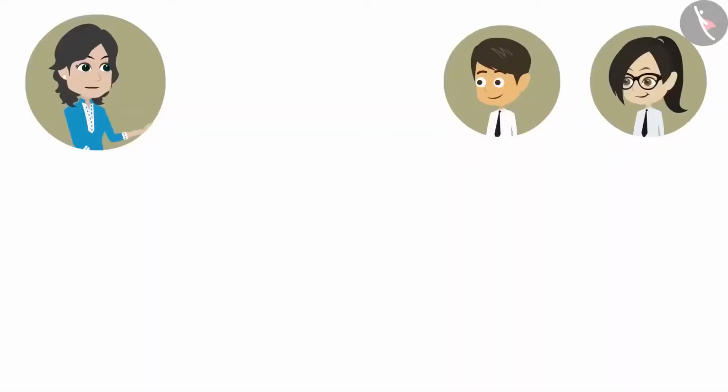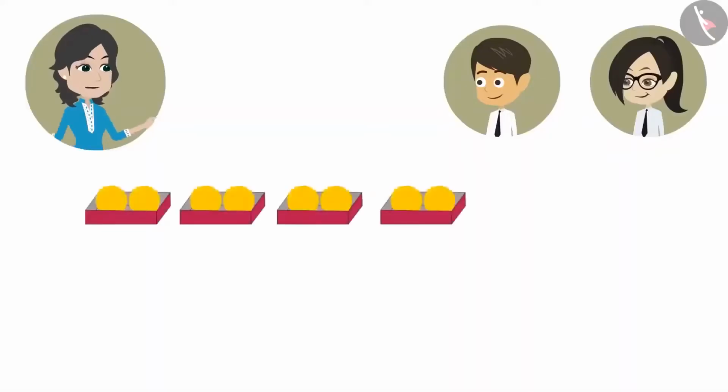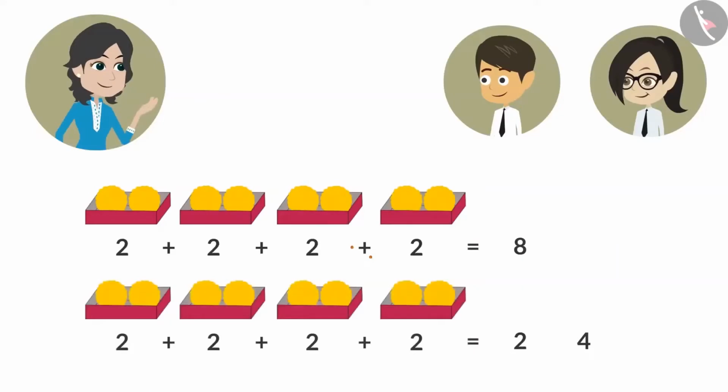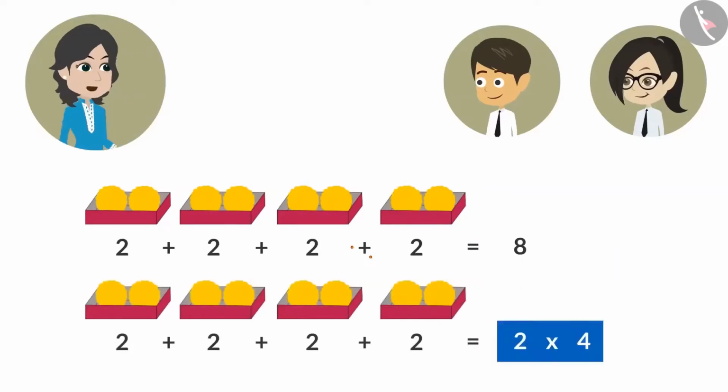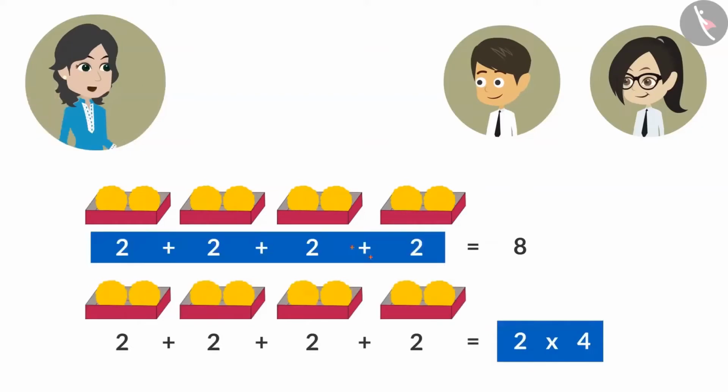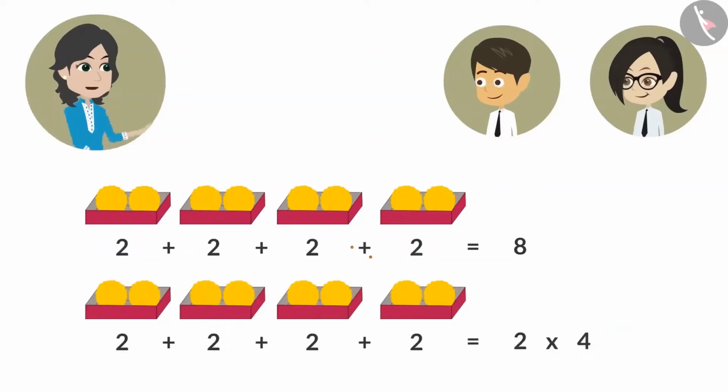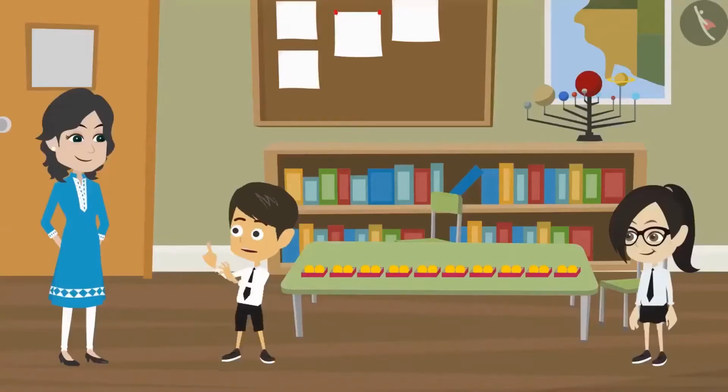See Vandana, to know the number of laddus in 4 boxes, you have added 2 4 times. Instead of this, you can multiply 2 by 4. Multiplying 2 4 times means adding 2 4 times. That is why both answers are the same, which is 8. That means if you multiply 2 by 10, will the answer be the same if you add 2 10 times?